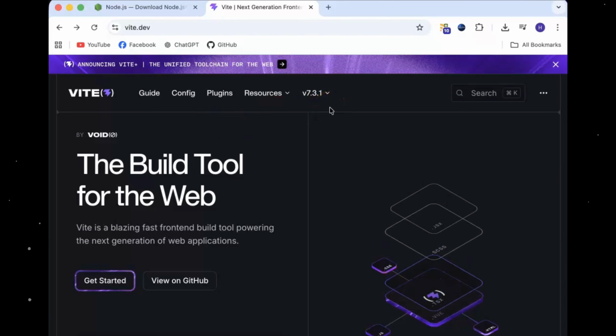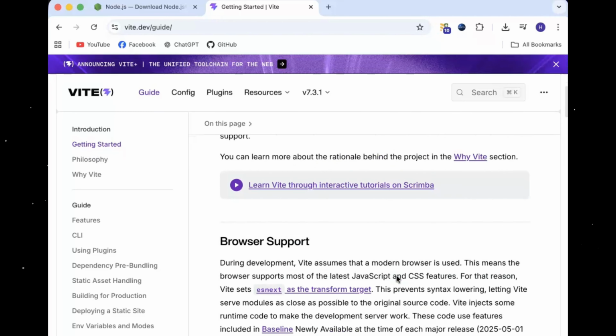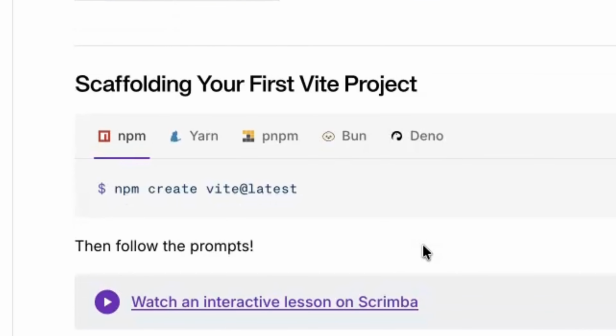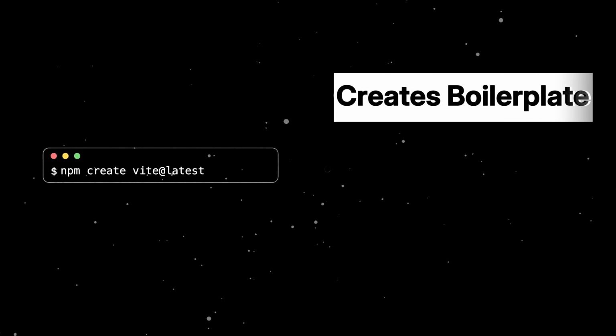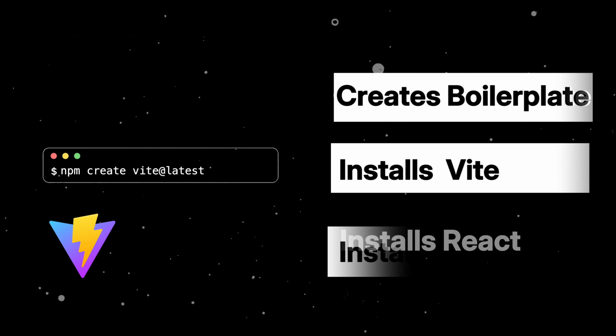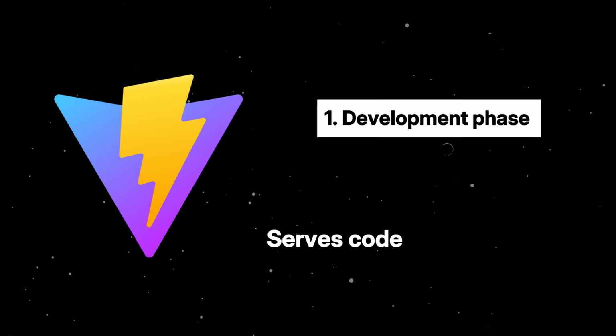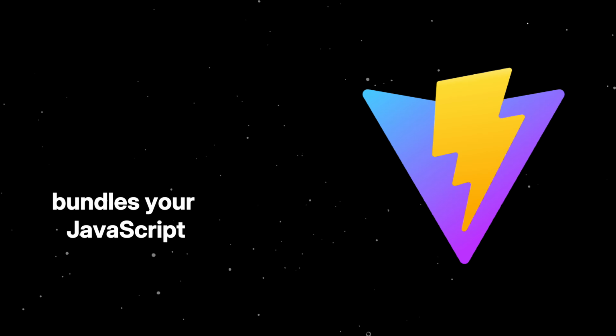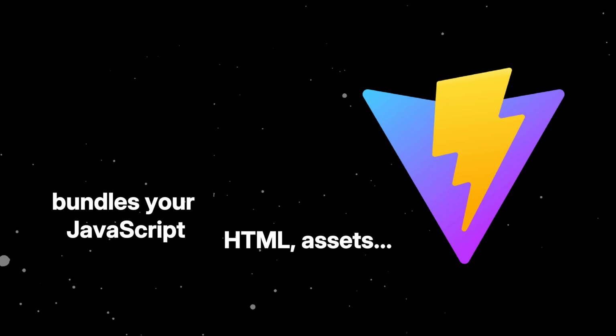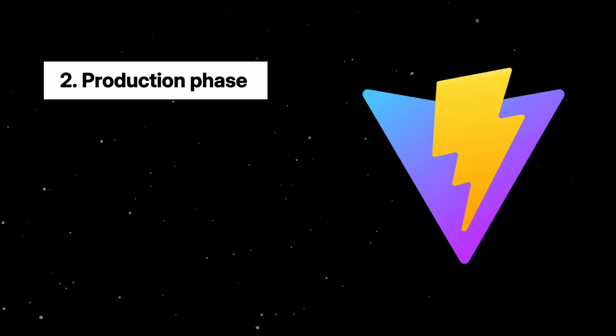Head over to the Vite website, hit Get Started, and scroll down until you find this command. This command creates your project boilerplate and installs both Vite and React for you. Vite itself mainly handles two things. It serves your code during development while offering features such as hot reload. It also bundles your JavaScript, HTML, and other assets together when you are ready for production.